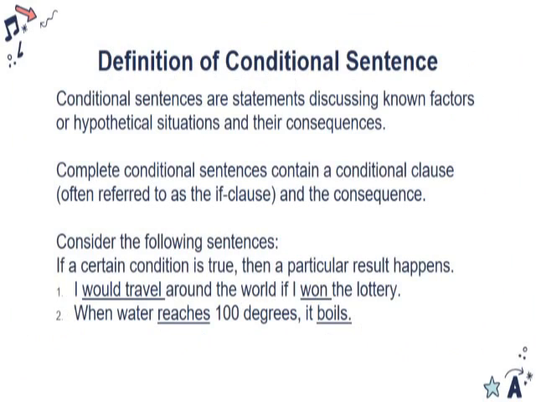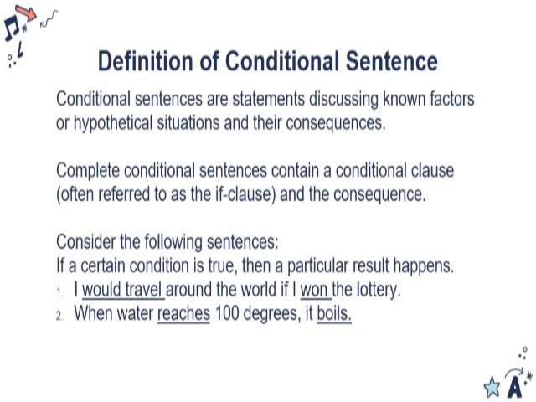Conditional sentences are statements discussing known factors or hypothetical situations and their consequences. So this sentence relates to a prediction, giving a hypothesis on some situation, and then what are the causes or the effect of some condition. Yeah, when you say if I do this then it will be this, like that.